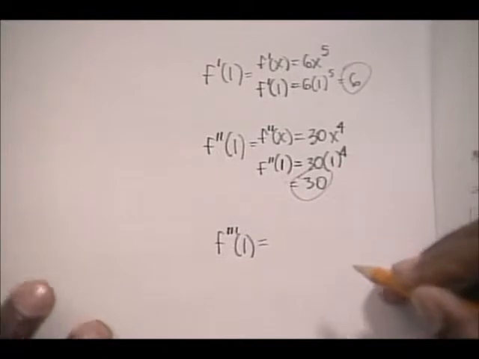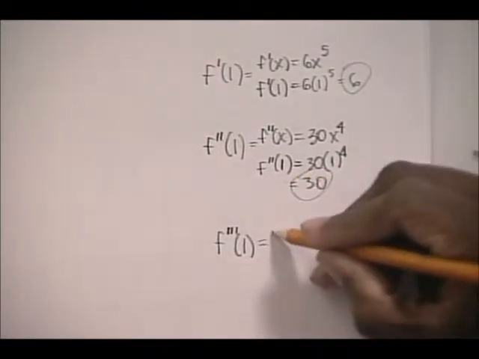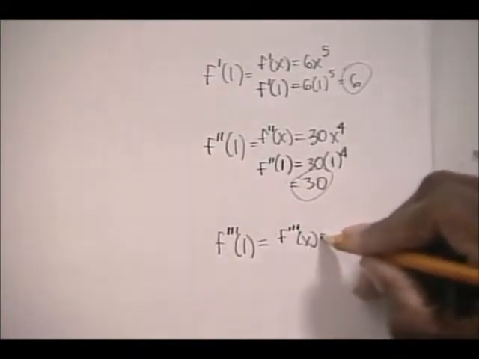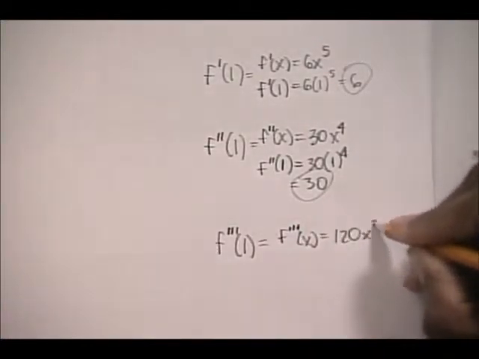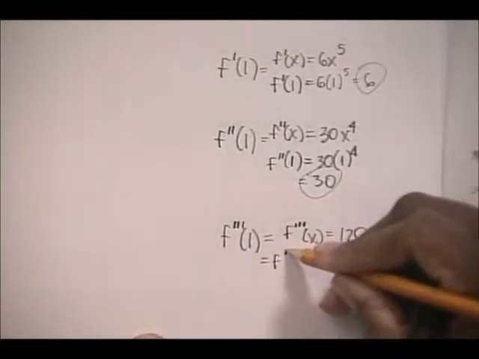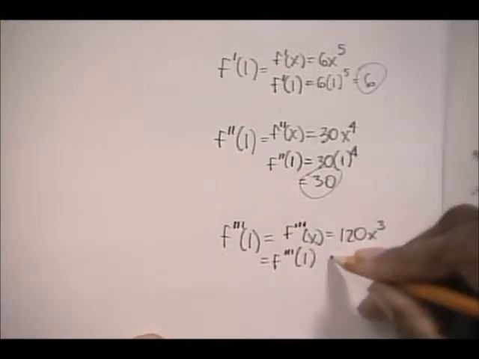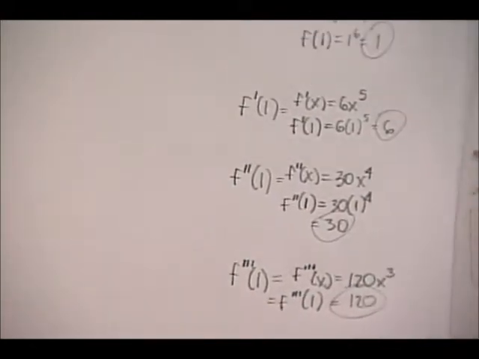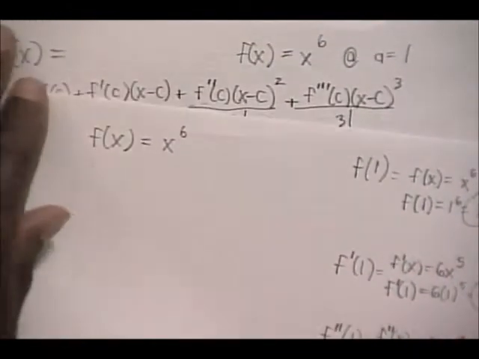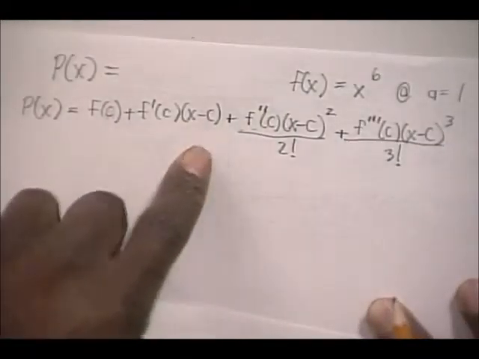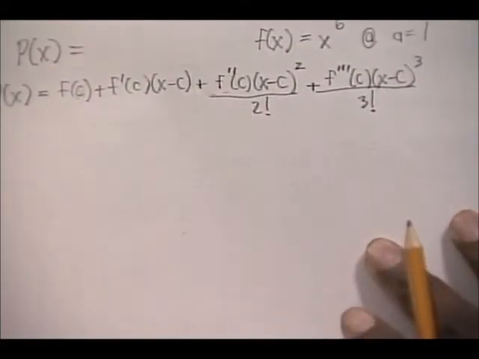All right, and then let's go to the third derivative. f triple prime of x would be 120x to the 3rd. And f triple prime sub 1 would be 120. We're going to use those to substitute into this definition of the Taylor series that I have right here.